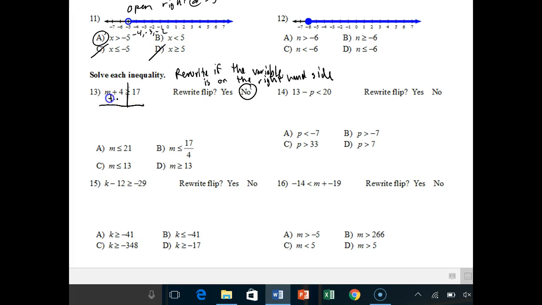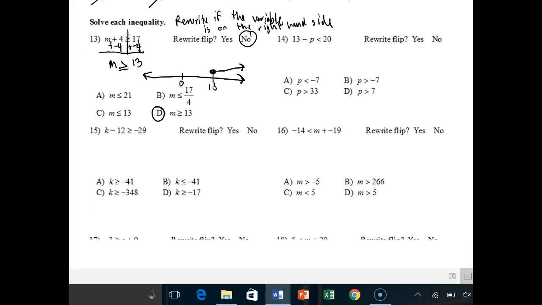So I just add -4, add -4. I get m is greater than or equal to 13. Make sure you line that up exactly with that, and then go ahead and quickly graph it. It doesn't have to be perfect, but you put a 0, you put a 13, you put a closed circle, and you point to the right. Okay, so anything else like 14, 15, 16, those would all also be solutions.